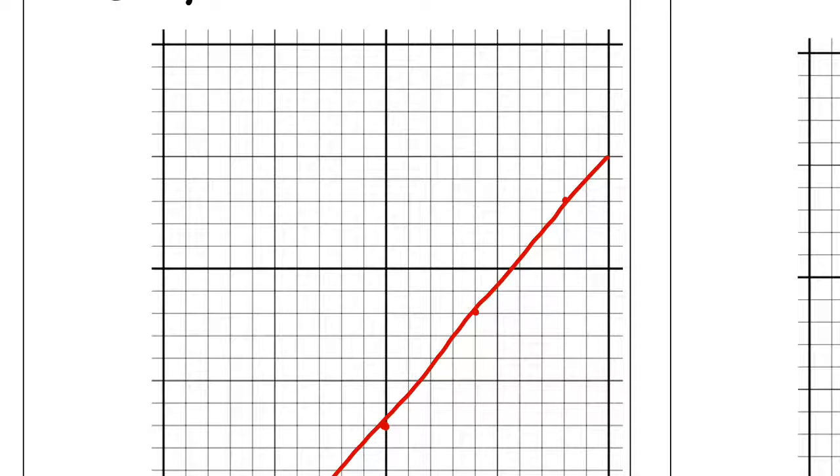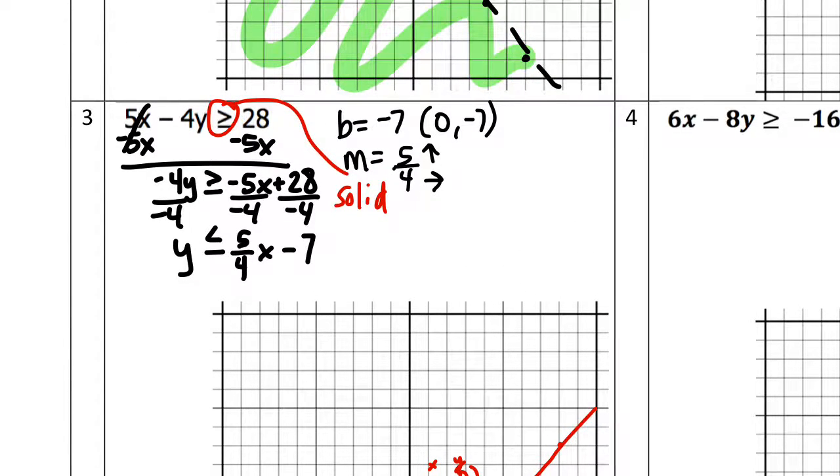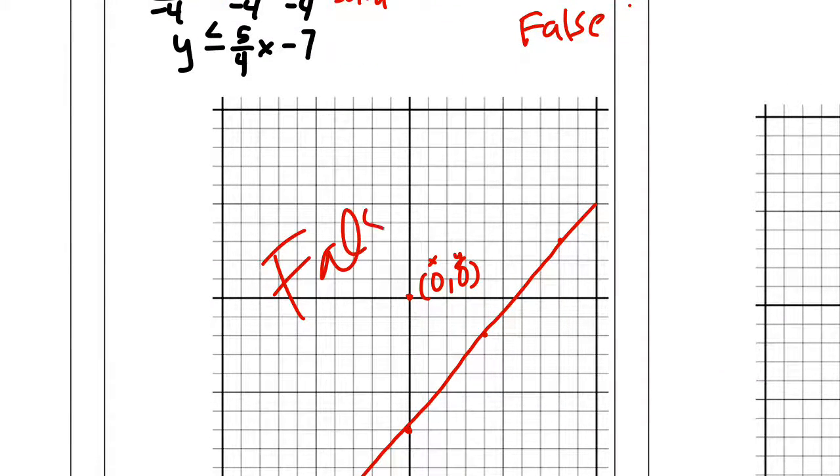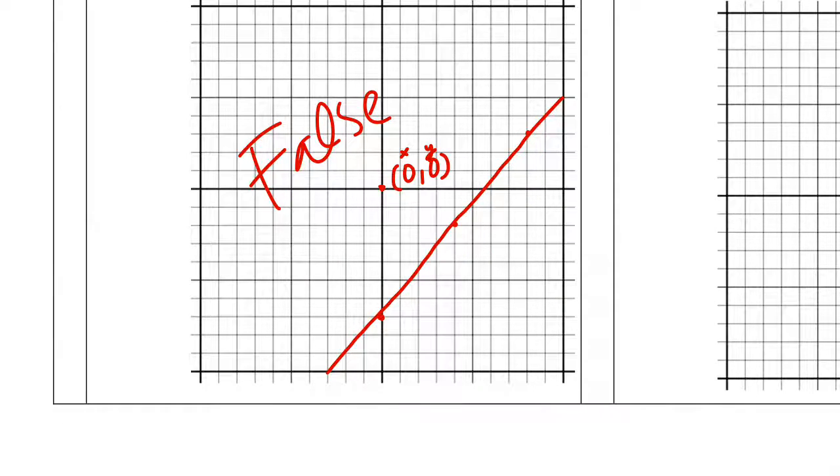In this case I can check 0, 0 because 0, 0 is not on the line. So here I'm plugging in 0 for x and 0 for y to see if it makes my inequality statement true. My original inequality statement was 5x minus 4y is greater than or equal to 28. Well, 5 times 0 is 0. 4 times 0 is 0. 0 minus 0 is 0. Is 0 greater than or equal to 28? No, this is false. So now I know the side where 0, 0 is false, which means I would shade the other side because that is the true side.